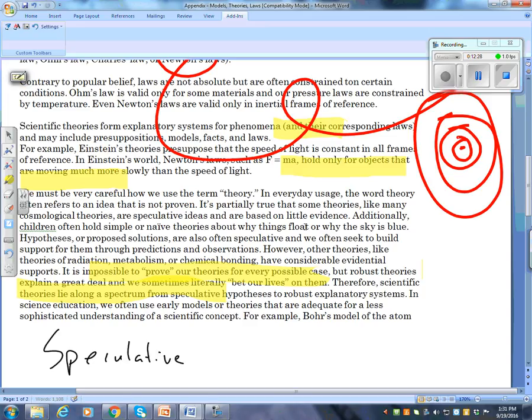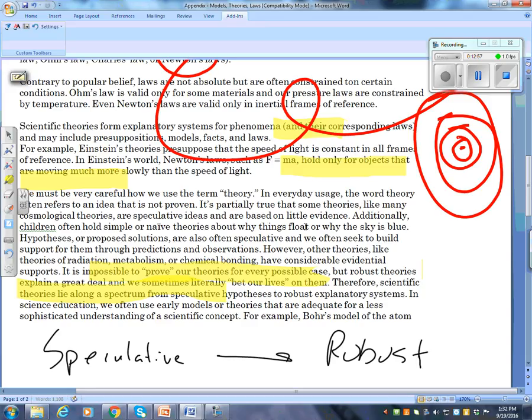Speculative. Robust. Two words you need to know. A speculative theory is one that what? Go ahead. I'm sure you've got it. You're afraid that you don't know. Go ahead, give it a try. Come on, deep breath.